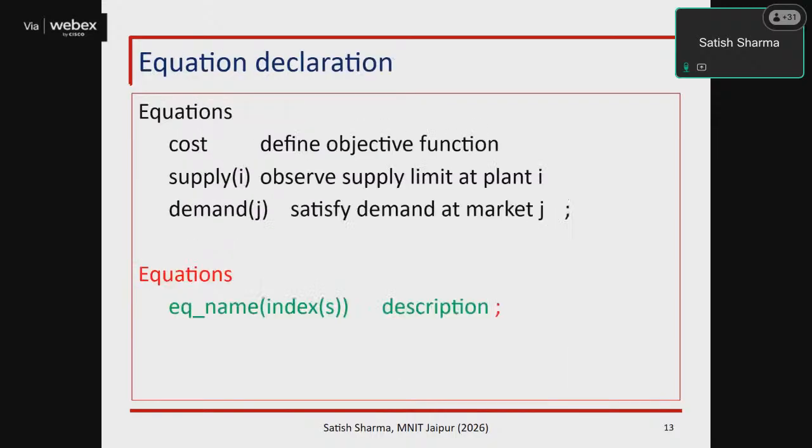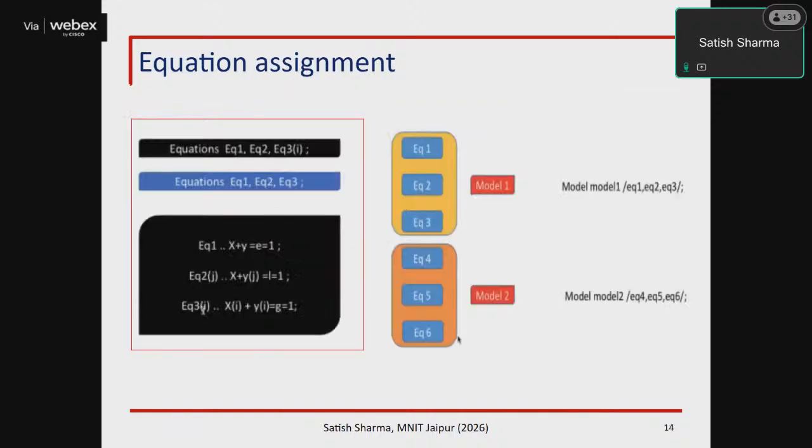Default type. Then equation. Again, this is basically the declaration of the equation. We are going to have three equations like cost, supply with multiple indexes, demand with multiple indexes, and then this is the description of the equation. So it can be anything again. This is just the declaration, and this is the notation for the declaration of the equation.